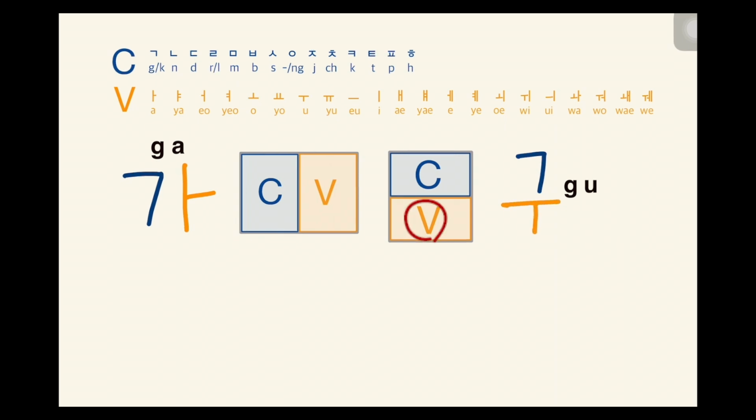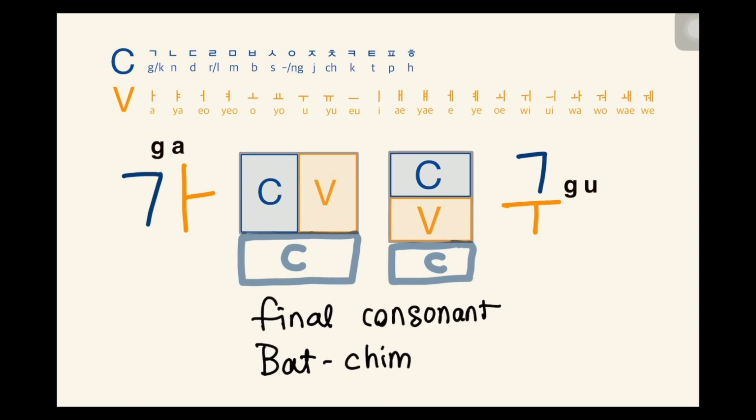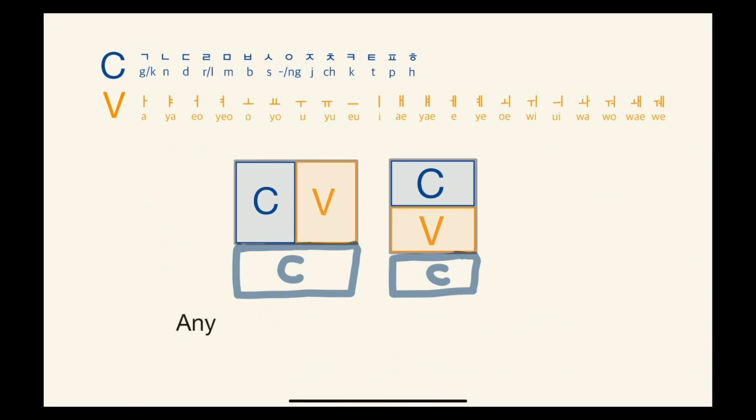From here, we can make 2 more new structures that contain another consonant at the bottom. This consonant is called the final consonant, or 받침 in Korean. Let's add 받침 here. What about this N sound consonant? And we read it as 간. For the second one, let's add the same 받침 here and we read it as 군. Any consonant can be a 받침, and to pronounce 받침 properly, we need to know a few very important rules.